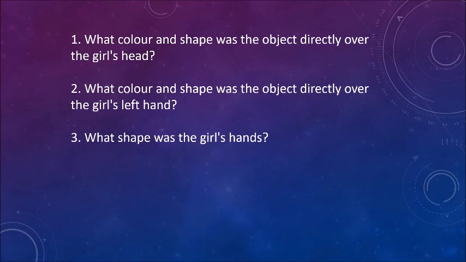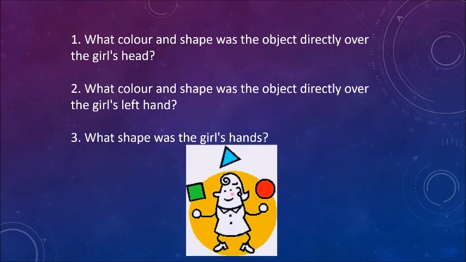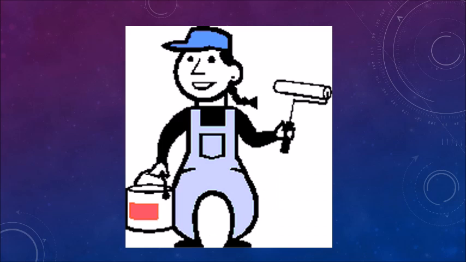And the answers to that were, as you can see there, a blue triangle, a red circle, and circle hands. Okay, one more, and then we'll move on. Last picture, 10 seconds to look at it.